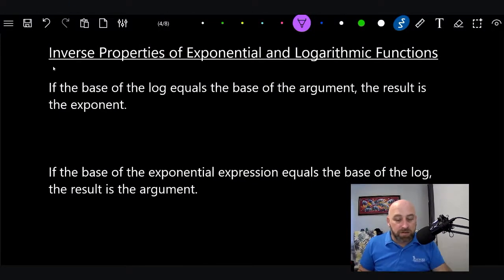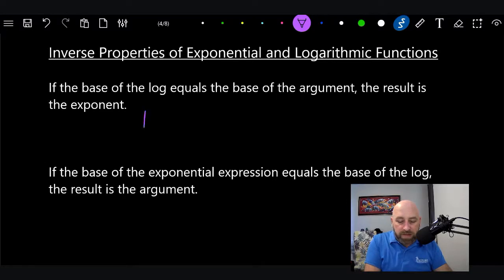Then you come up to table C. Table C is where we're going in this second half of this lesson. It says the inverse properties of exponential and logarithmic functions. How do we do this? All right, I've got some things written down here on the screen. If the base of the log equals the base of the argument, then the result is the exponent. What does that mean? Well, let's look at it.